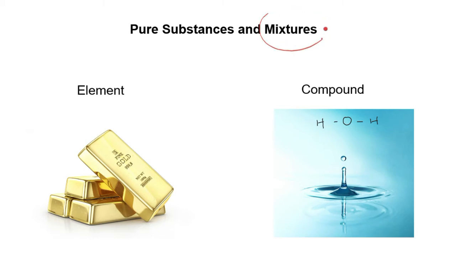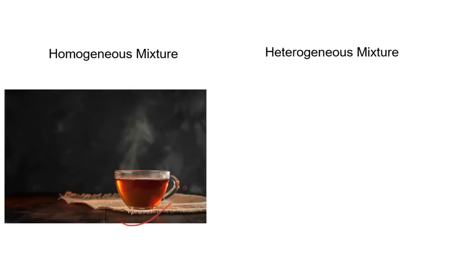A mixture is going to be comprised of multiple elements and or compounds not bonded together. There are two types of mixtures. You may either have a homogeneous mixture or a heterogeneous mixture. A homogeneous mixture is uniform throughout the whole mixture. So this cup of hot tea right here is a mixture of many different compounds. However, you cannot pick out the various compounds in this cup of tea. You cannot point to a tannin molecule here and a water molecule here. It is uniform throughout, therefore it is a homogeneous mixture.